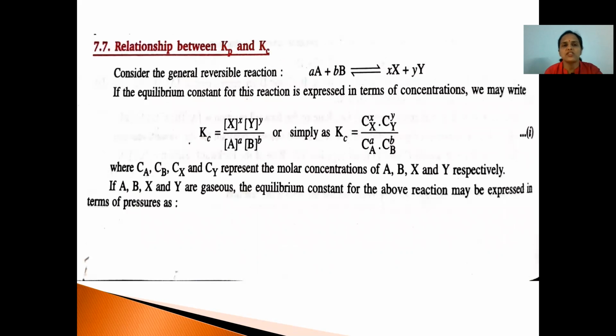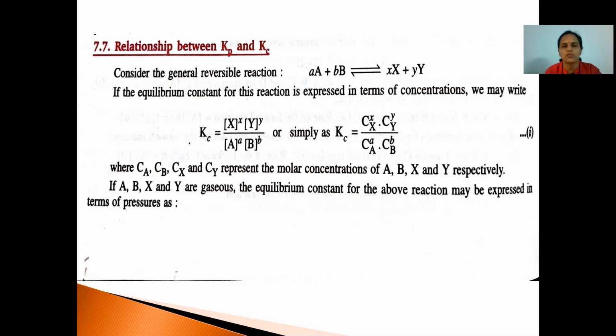Now let's see the relationship between Kp and Kc. Very important. The question comes, derive the relationship between Kp and Kc. Remember, at the end, we'll prove Kp equals Kc (RT) to the power delta n. So let's consider the general reversible reaction aA plus bB gives xX plus yY. And if the equilibrium constant for this reaction is expressed in terms of concentrations, we may write Kc is equal to [X] to the power x.